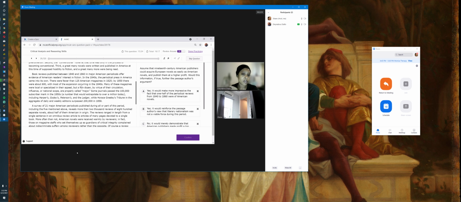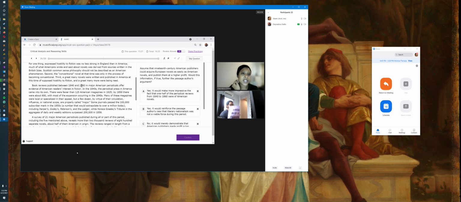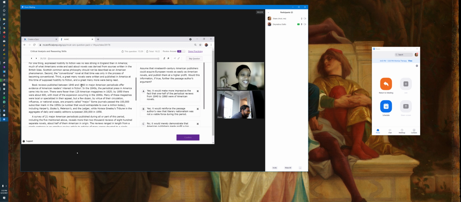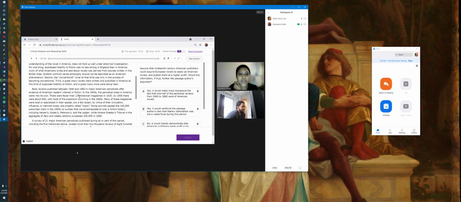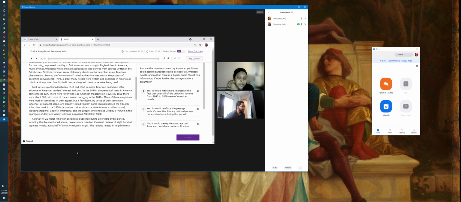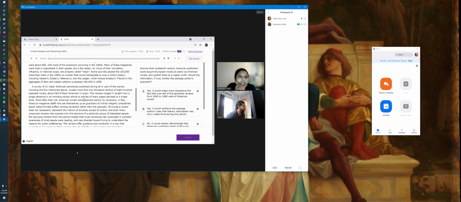Hold on. So this paragraph, oh wow, actually. While Horace Greeley's Tribune in the aggregate of daily and weekly editions surpassed 200,000 in 1858. Okay, so this is just further information. We don't need to highlight anything there.